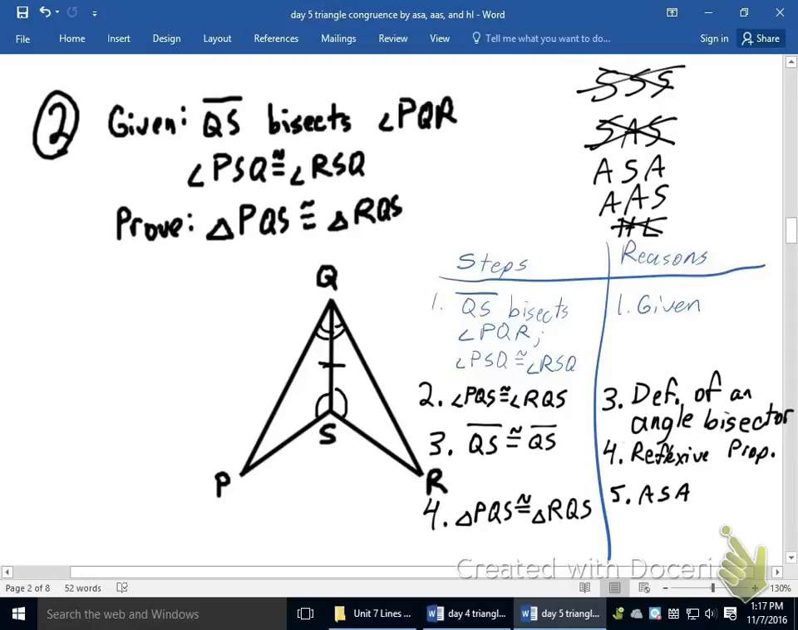Notice here, I didn't use corresponding parts of congruent triangles are congruent. I was actually only trying to show the triangles themselves were congruent. And I've done that with angle, side, angle. So I'm done with this proof.